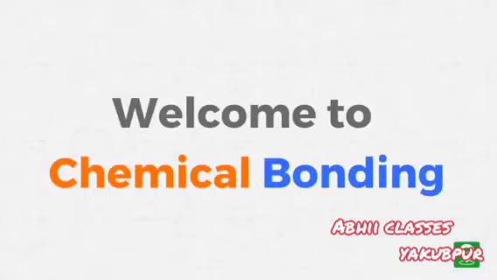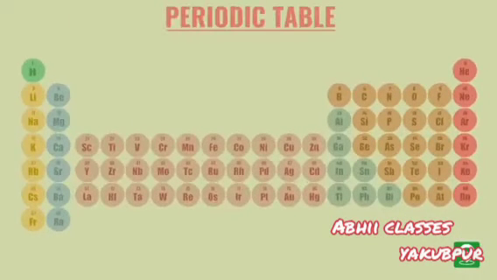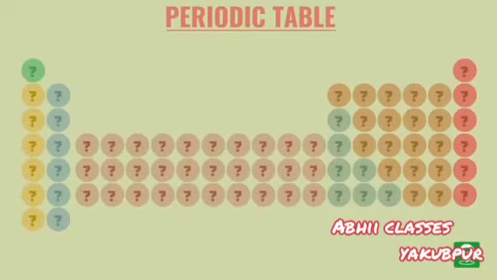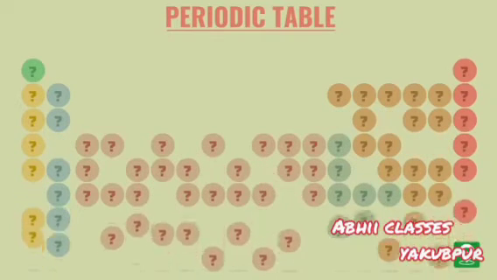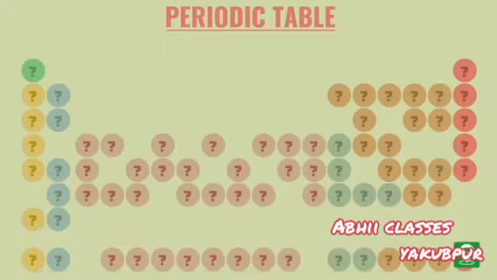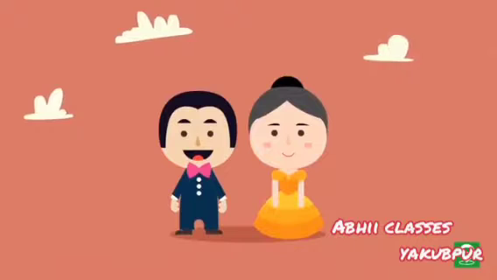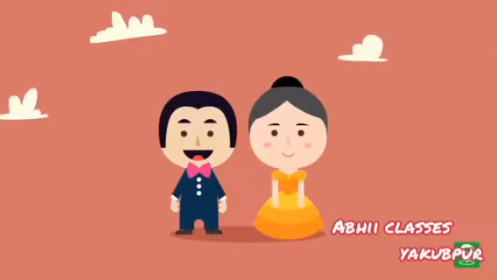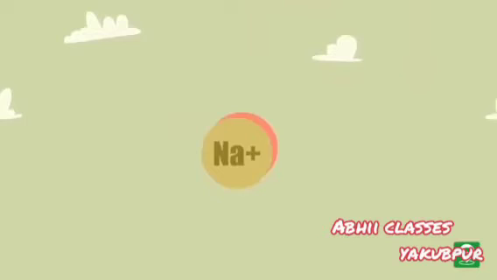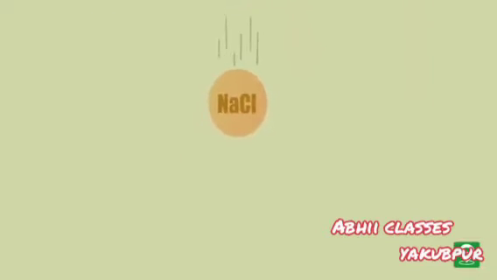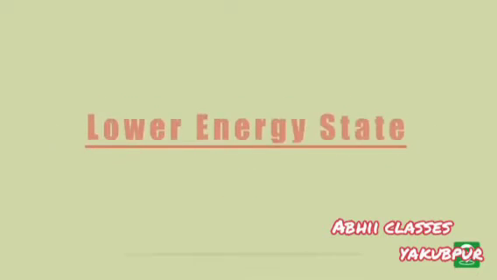Welcome to chemical bonding. We have more than 100 elements in our periodic table. Do you know how many of these elements are found in nature in their free elemental state? Very few. Elements combine with each other to form molecules or compounds. As people get married to settle down and attain stability in their life, similarly, elements form bonds with other elements to create compounds in order to attain stability. Stability in the chemical world means attaining a lower energy state.